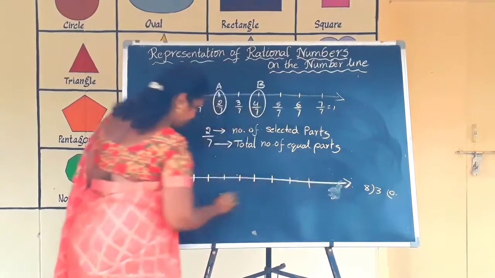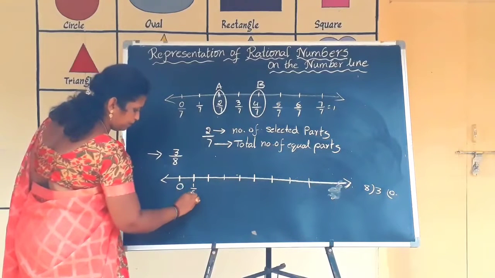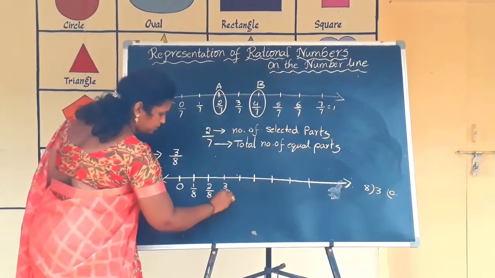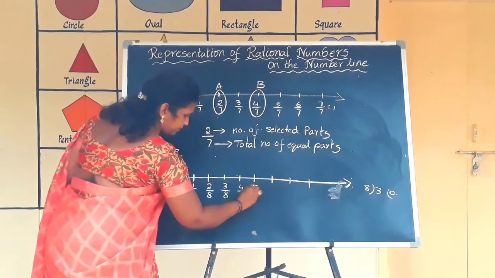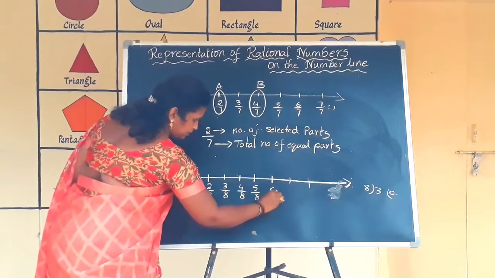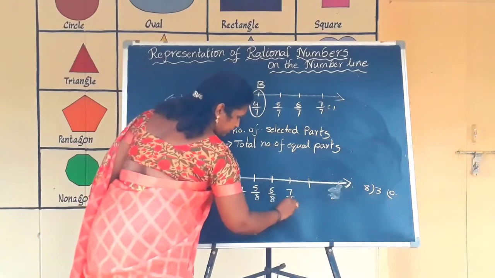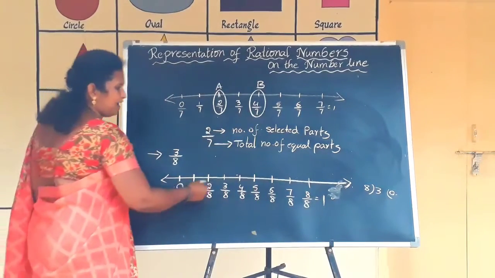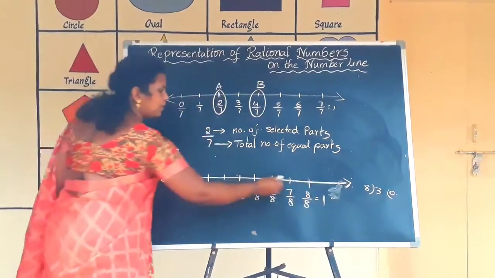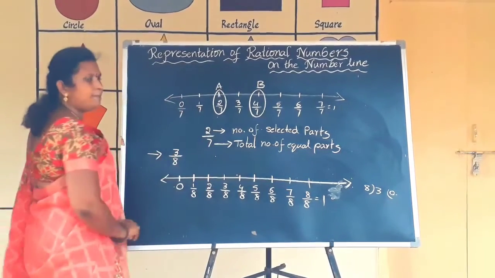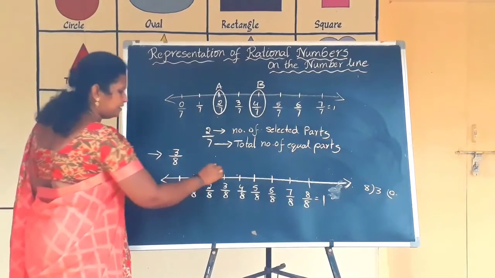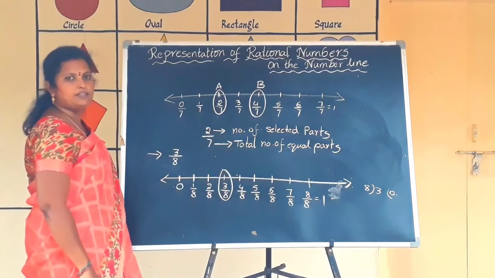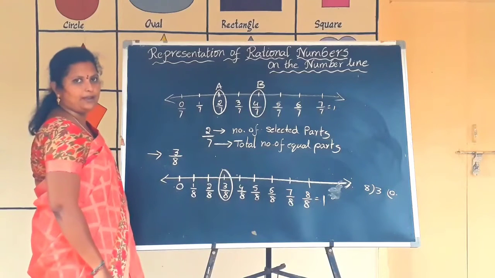Let us see. Now this is 1 by 8, 2 by 8, 3 by 8, 4 by 8, 5 by 8, 6 by 8, 7 by 8 and it is 8 by 8, that is equal to 1. So here we have to divide the space between 0 and 1 into 8 equal parts and we have to represent 3 by 8. Now just round up 3 by 8 on this number line. So this is the way to represent the rational numbers on the number line.